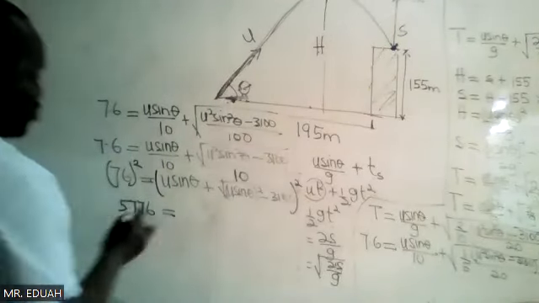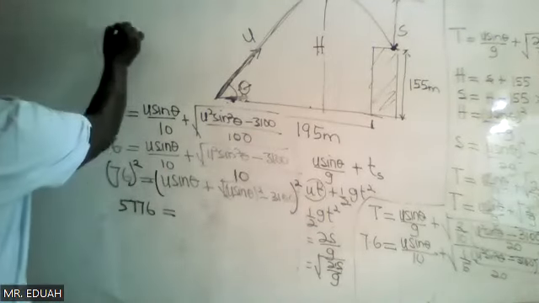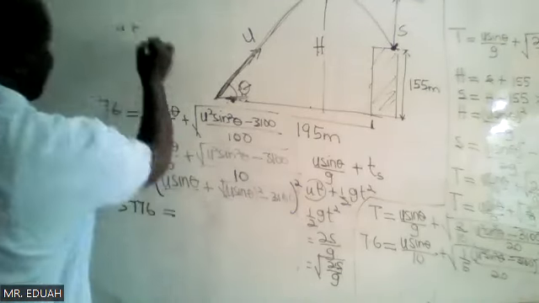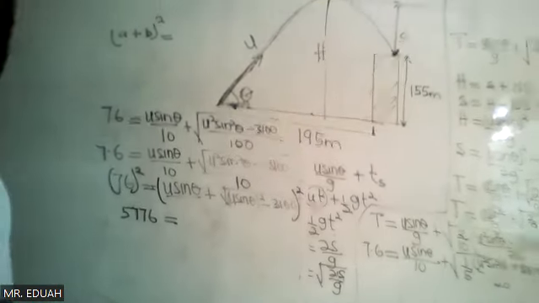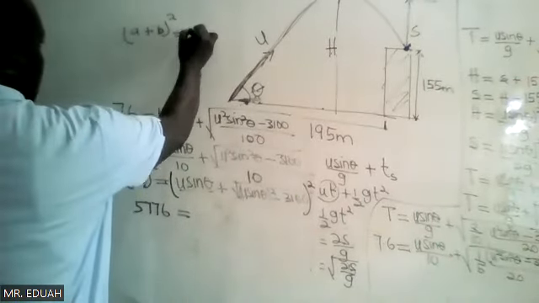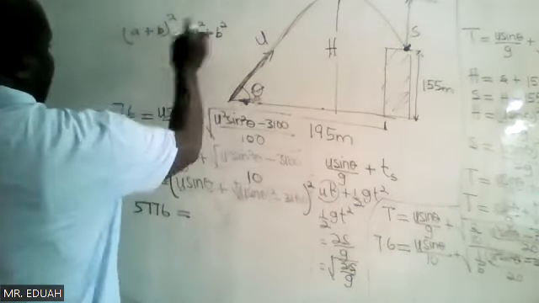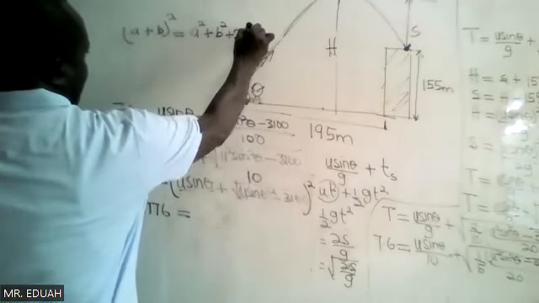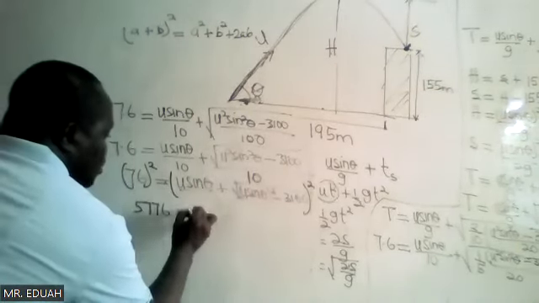So 5,776 is equal to, when you square what we have here, you have to be very careful, because this is one term, A, plus another term, B. If you are squaring, please pay attention: A squared plus the square of B, then the product of this and this is AB multiplied by 2, so plus 2AB. So you have to be very careful. So this is one term, u sine theta.